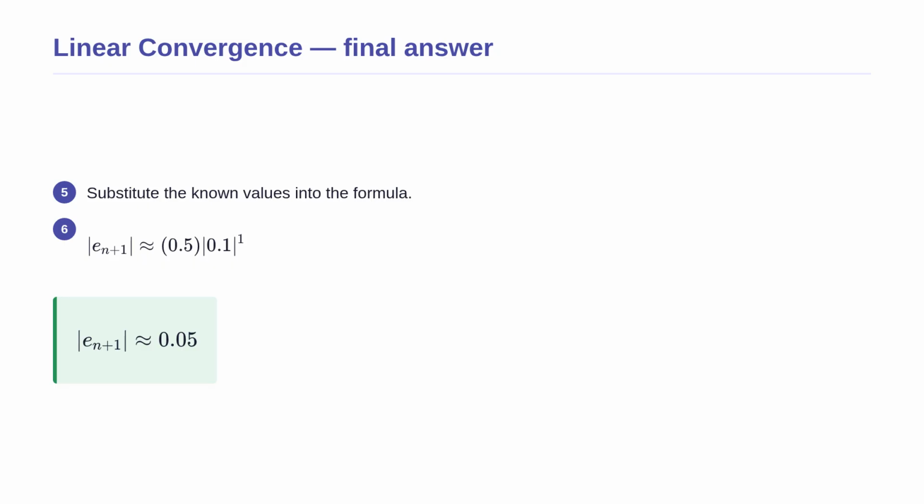Notice that this new error is exactly half of the previous error of 0.1. This halving behavior is the hallmark of linear convergence with a rate of 1/2. It shows steady, predictable progress toward the true solution, much like the bisection method.